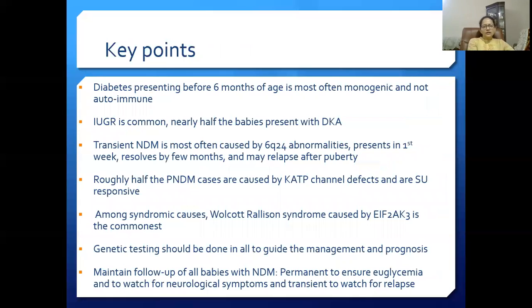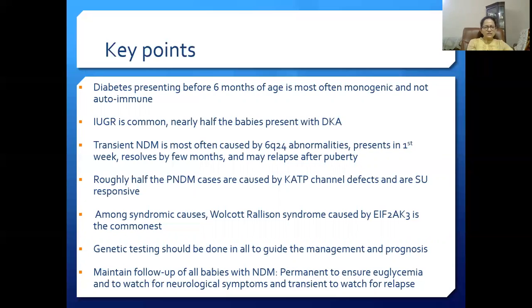Okay. So the key takeaways from this talk are that diabetes, which presents before 6 months of age, is most often monogenic and not type 1 diabetes. IUGR is common, and nearly half of these babies present with diabetic ketoacidosis. So there should be high index of suspicion when a baby presents with features of dehydration, sepsis-like features. You should always think that, okay, it could be neonatal diabetes, and blood sugar test would be very, very important in babies who present like this.